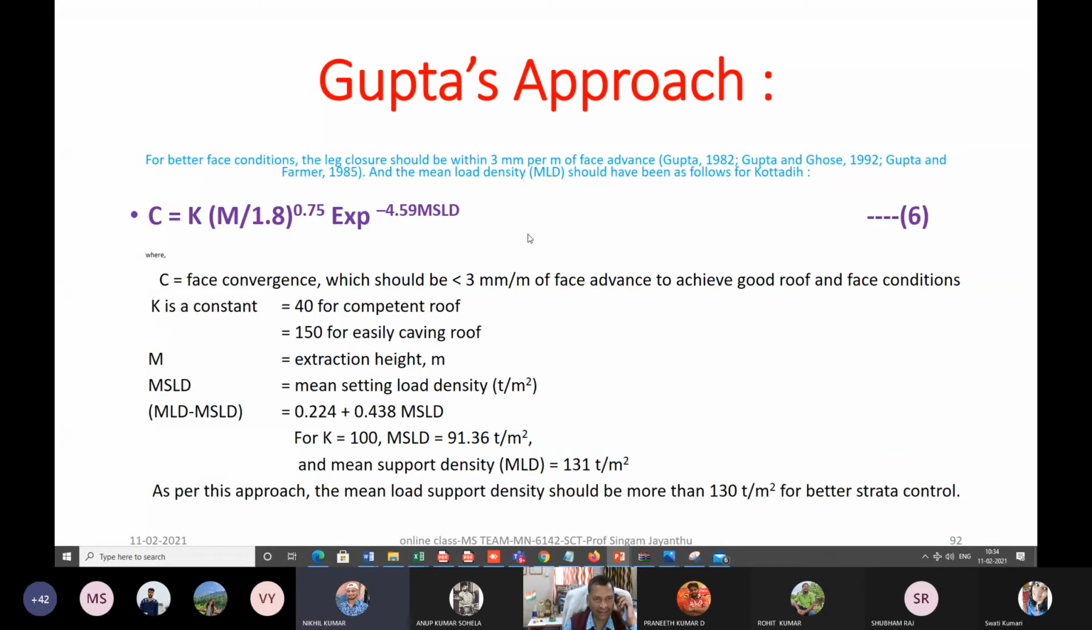So this is the approach developed by the Indian investigator. So this is Gupta's approach. For better face condition, the leg closures should be within 3 mm per meter of face advance. And these are the paper citations.